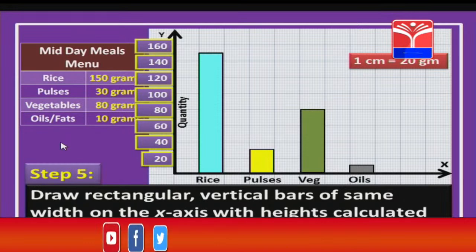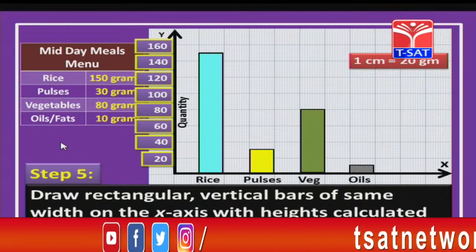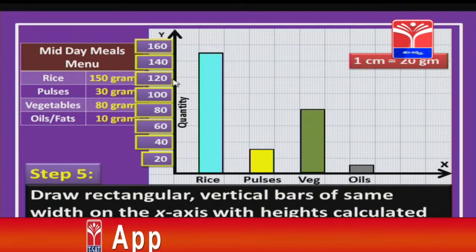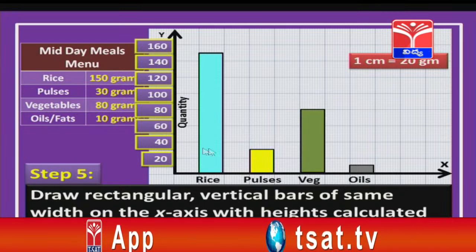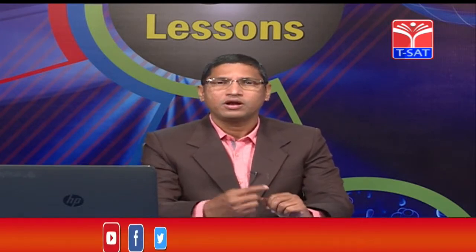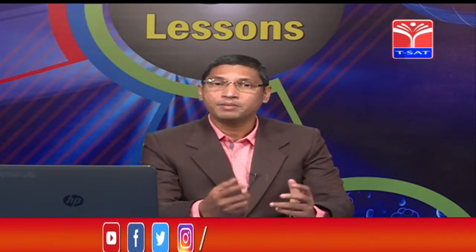Okay, children. So, this is how we represent a bar graph. I hope you understood the concept, children. Not only these vertical bars, you can draw horizontal bars also. The bars will be on the y axis like this. So, children, we have learnt how to draw a bar graph. Now, let us see how to draw a double bar graph.